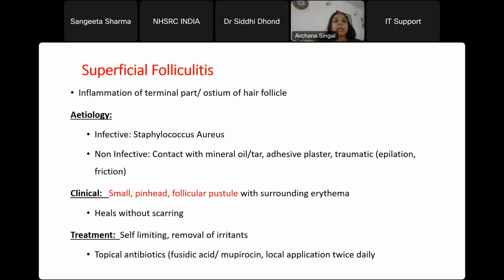Any infection that extends up to the dermis or subcutaneous tissue is a deep infection, and they will always heal with scarring. And superficial infections can be self-limiting; just cleaning and topical application of antibiotics like fusidic acid or mupirocin, twice daily application, can cure the conditions, and oral antibiotics are not required.